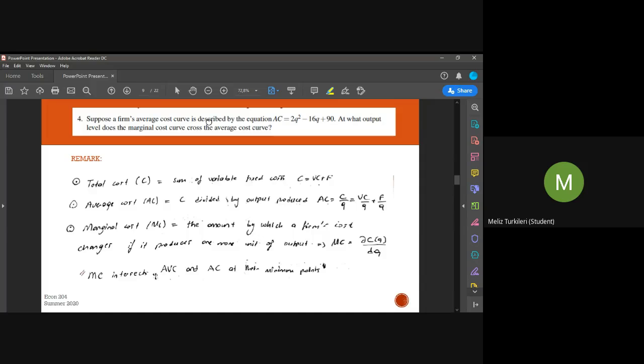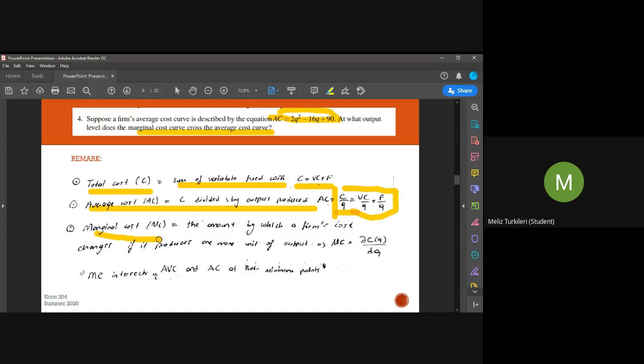Suppose a firm's average cost curve is described by this equation. At what output level does the marginal cost curve cross the average cost curve? We need to make a few remarks. We know that total cost is equal to the sum of variable and fixed cost, and we can formalize total cost like that. Average cost is C divided by the quantity of output produced, and therefore it is equal to this representation.